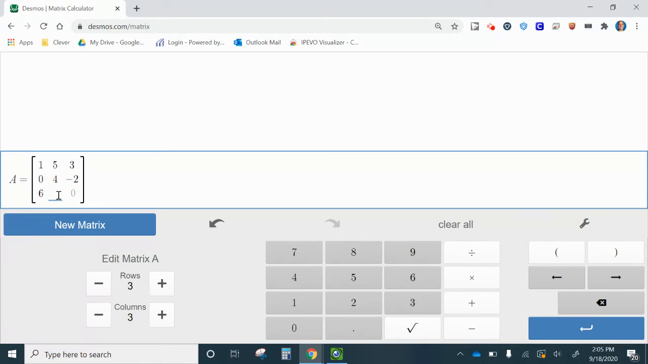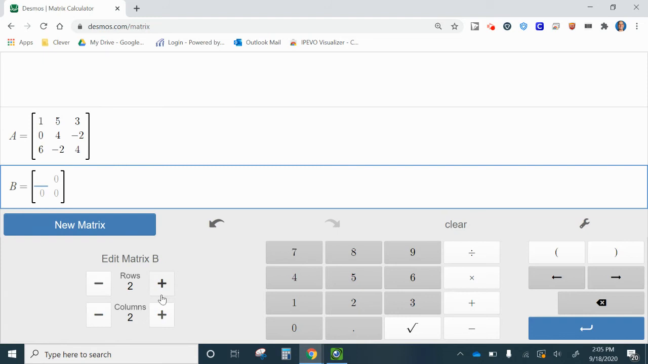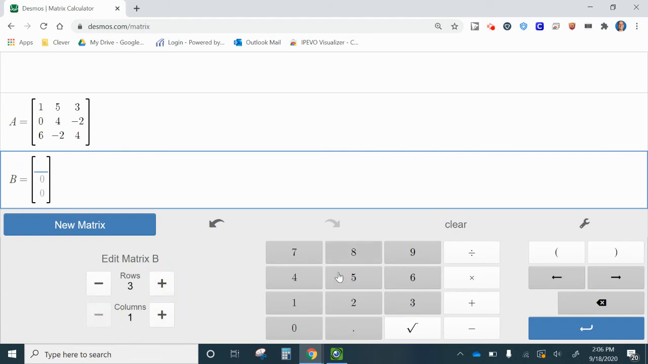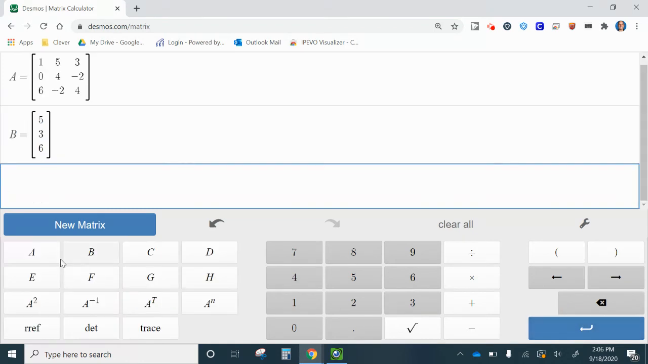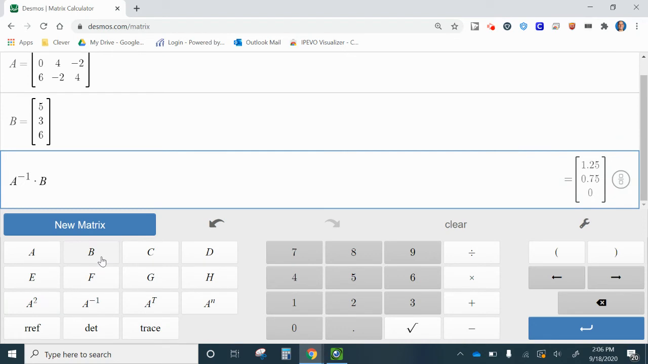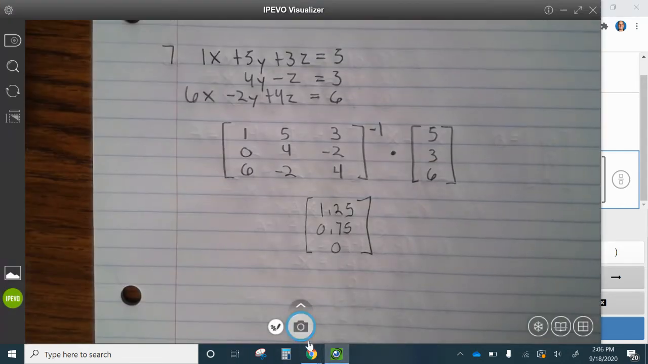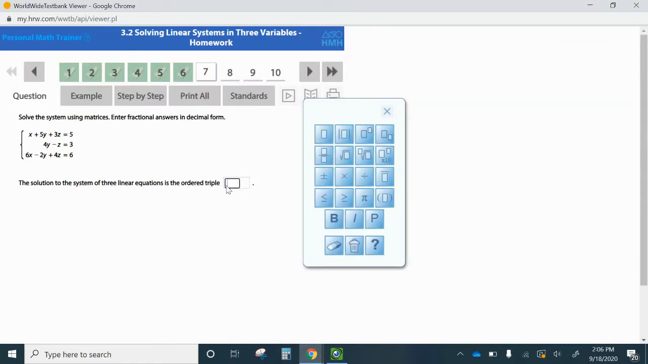Now we can do A inverse times B. So that's 1.25, 0.75, and 0. All right, so let's put that answer in. If I can get to the screen, there we go. So that's parentheses 1.25, comma 0.75, comma 0. Correct.